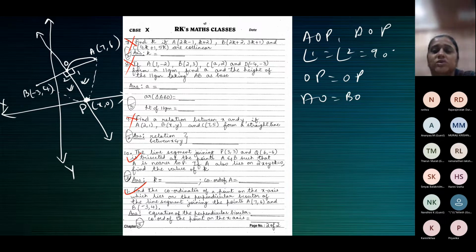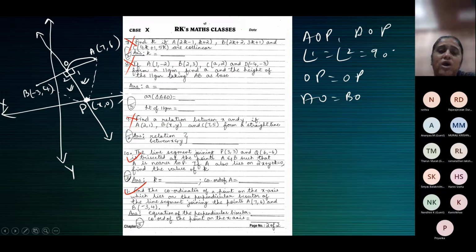So you can easily show that the triangles AOP and BOP are congruent to each other. And when they are congruent, congruency meaning identical triangles, that means they're identical in every aspect. One is exactly like the other. So from congruency, we have AP is equal to BP. So that is the condition. AP is equal to BP is the required condition.